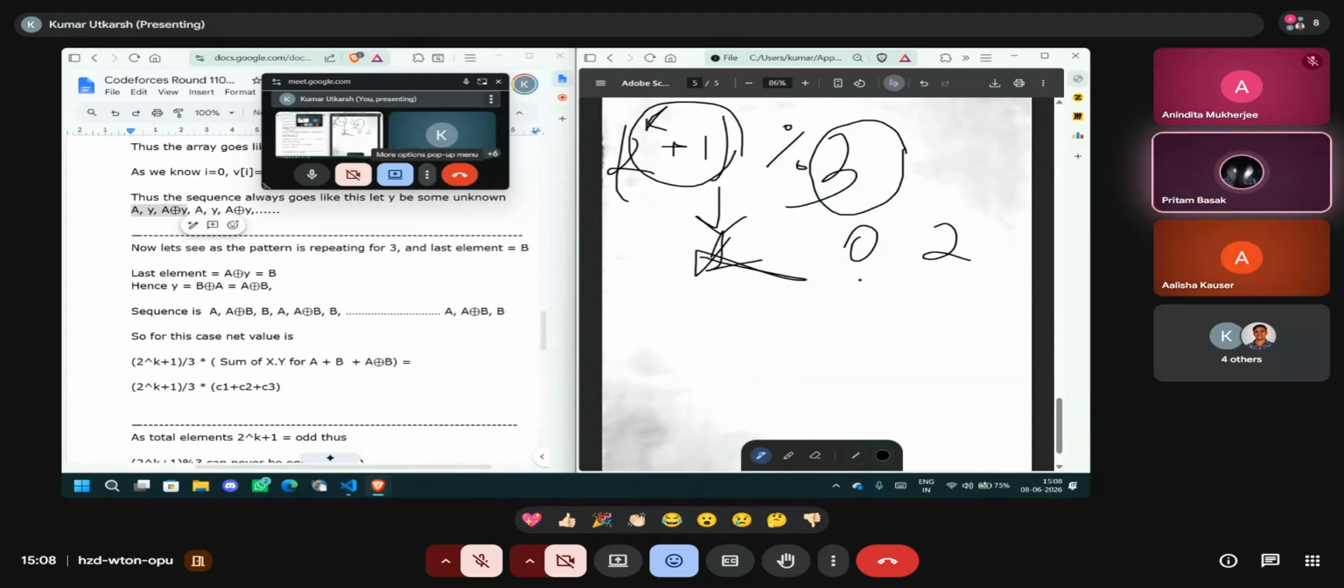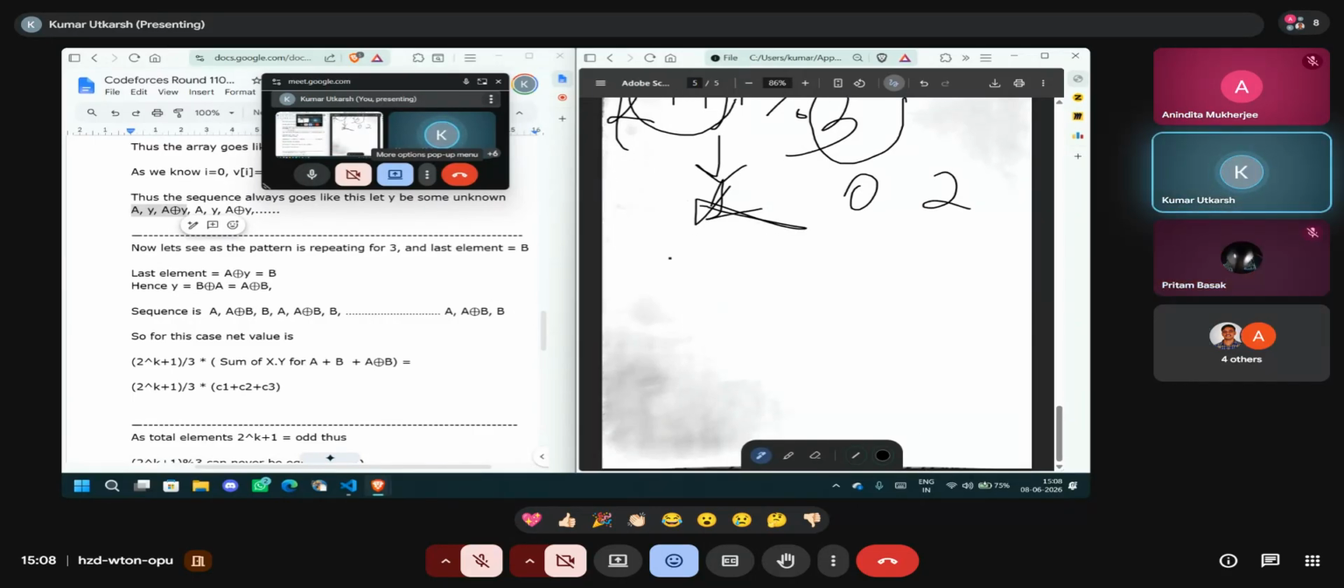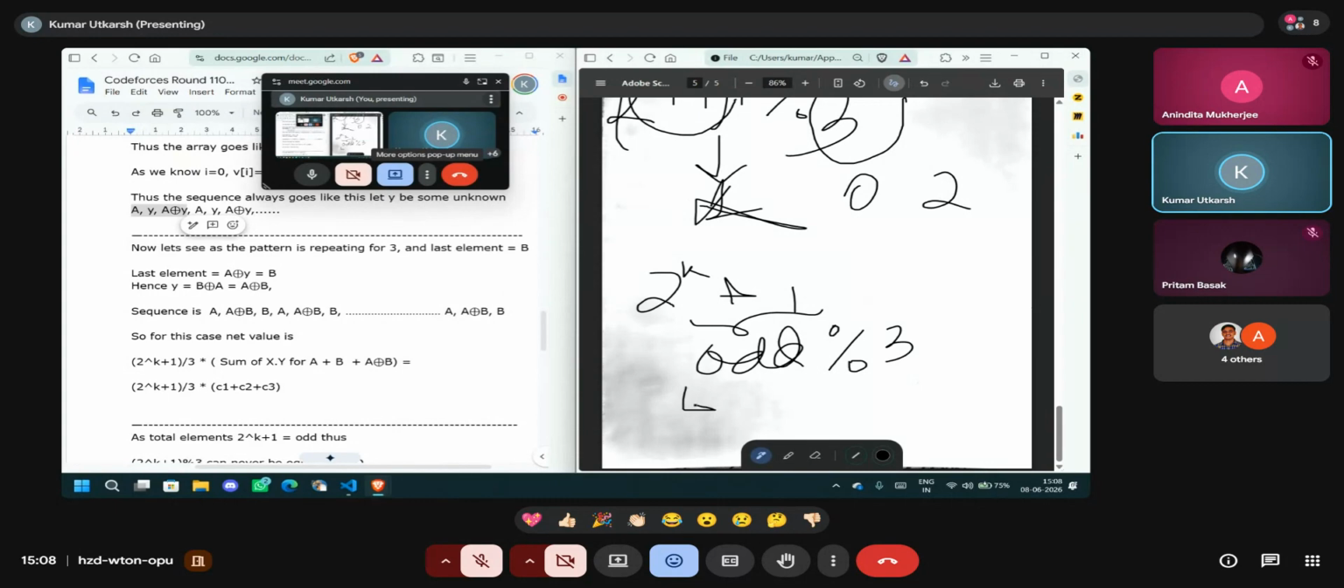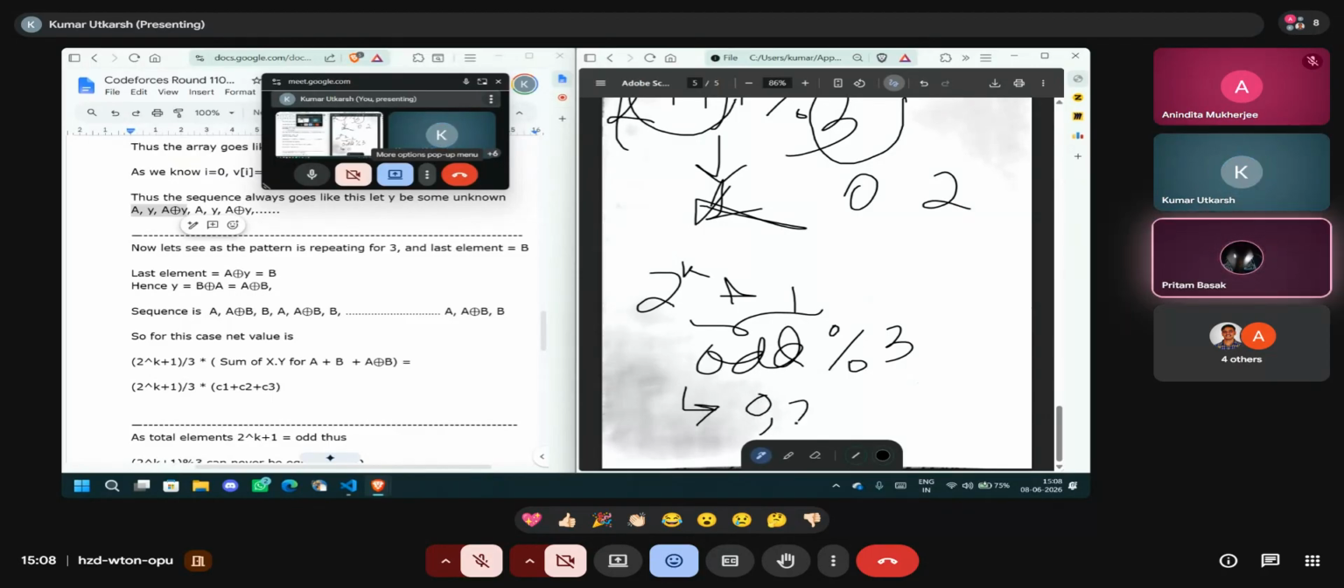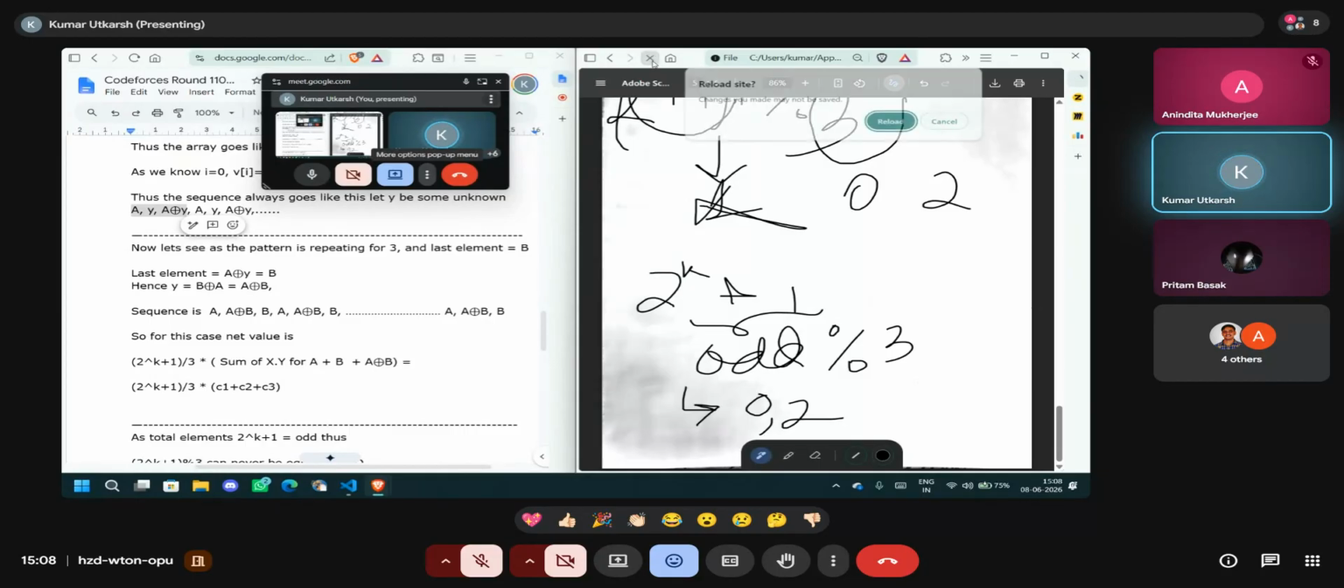Could you explain again? Okay. So let's see. 2 to the power k plus 1. Look, the plus 1 is in subscript, it's not in superscript. So this is an odd number. You are clear with this? Okay. So when we take the odd mod 3, what are the values we can get? Odd mod 3 will only have two values, 0 or 2. Got it? Right. Yes.